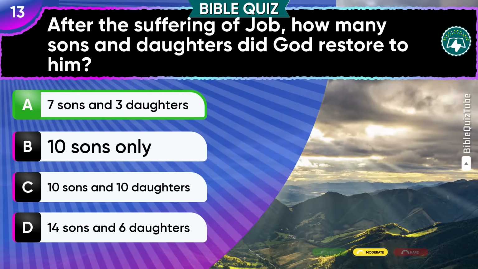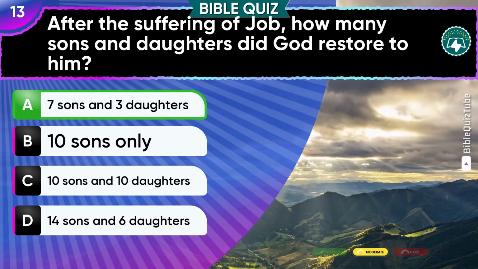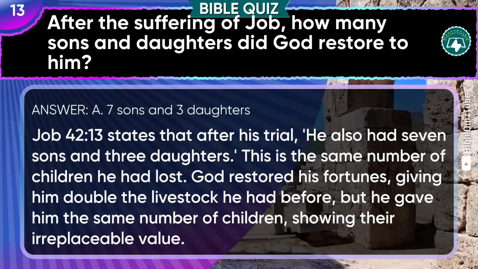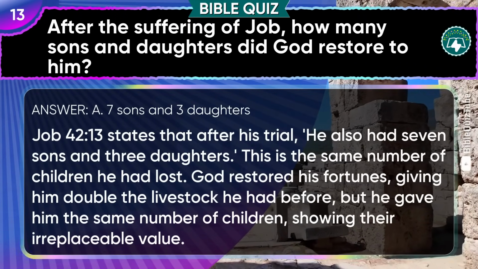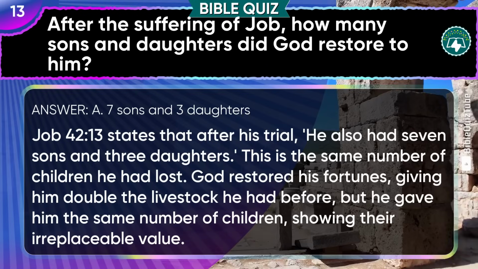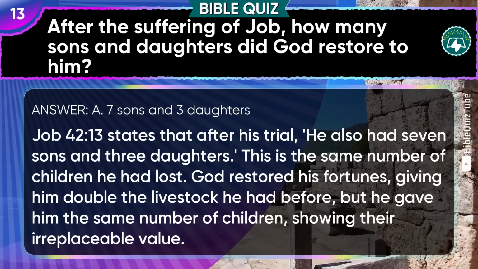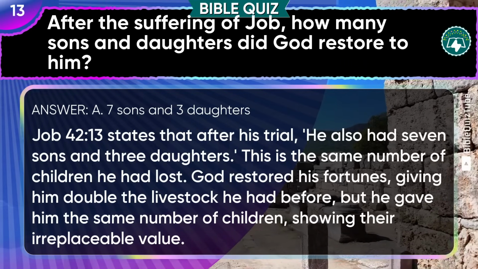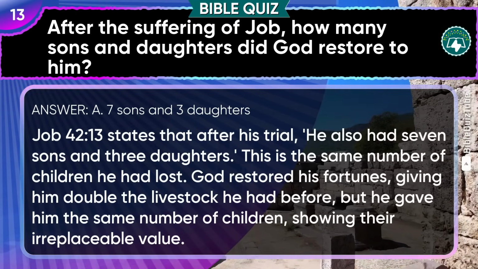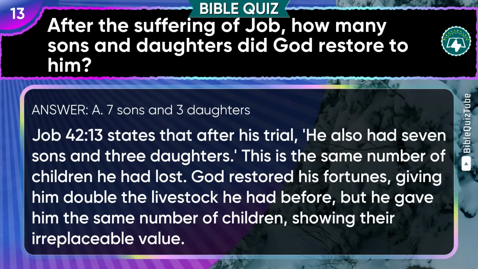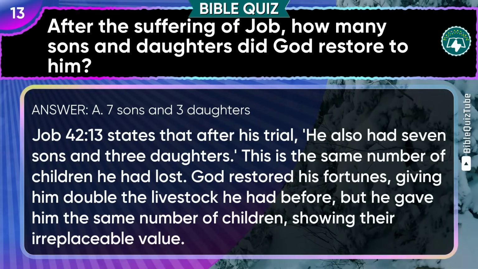Outstanding. A. 7 sons and 3 daughters is right. The explanation. Job chapter 42 verse 13 states that after his trial, he also had 7 sons and 3 daughters. This is the same number of children he had lost. God restored his fortunes, giving him double the livestock he had before, but he gave him the same number of children, showing their irreplaceable value.